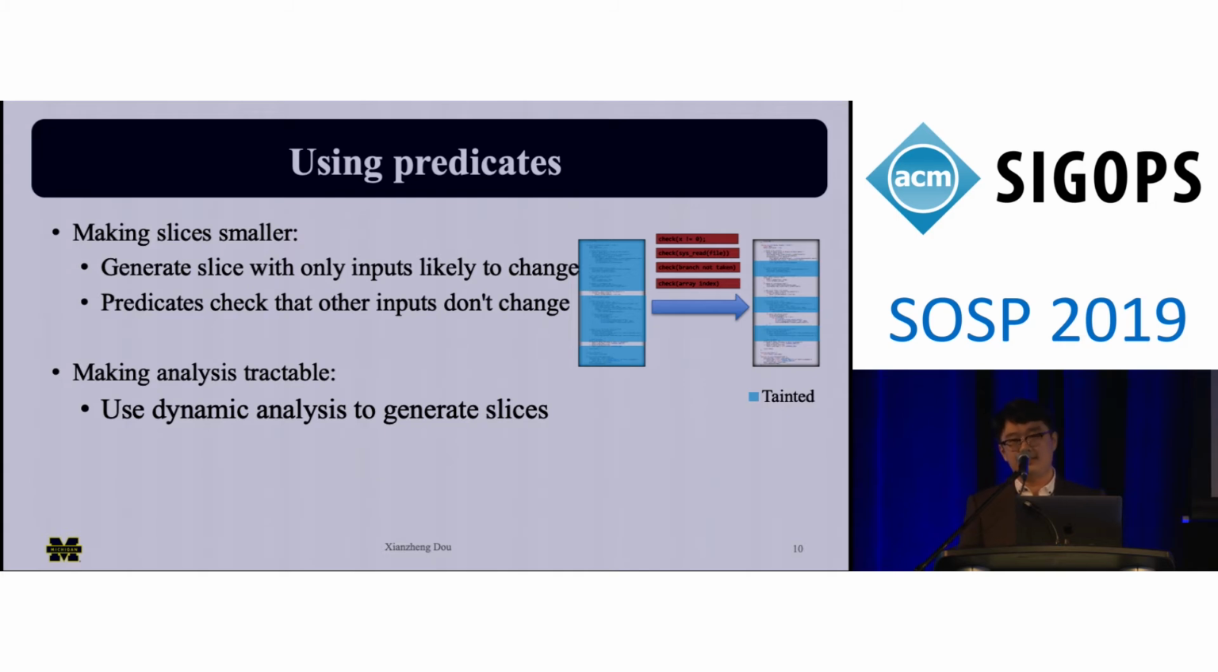The benefit of using predicates is that it makes the slice much smaller, because the slice only needs to include instructions affected by things that are likely to change. And predicates will check all those inputs that are unlikely to change. This also implies we can use dynamic analysis because we don't have to consider all possible execution paths, only those paths that are likely to happen. So dynamic analysis would be more scalable for large code regions.